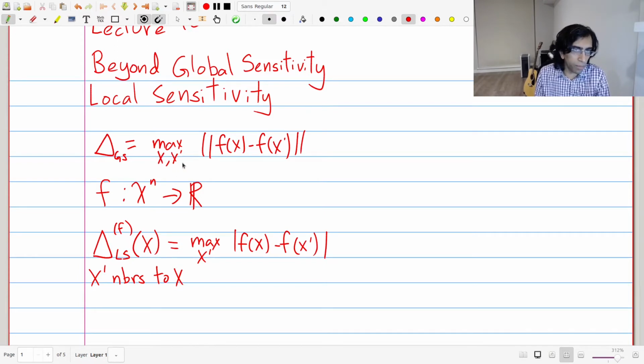So you can see here that it's maybe pretty intuitive what the difference between these two quantities is. This one looks at all possible neighboring data sets where x and x prime can be chosen from the entire domain. Whereas this one looks at a specific data set, you're just looking in the neighborhood of the one that's fed in. So this is the natural idea of what a local sensitivity is. The question is, does it work?